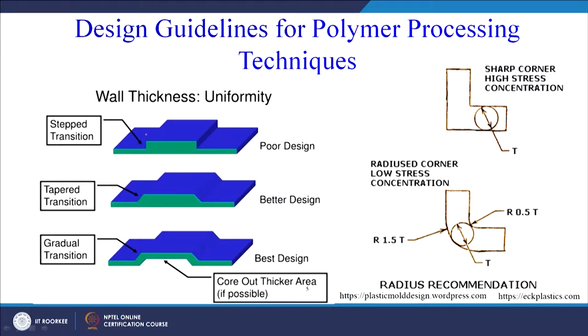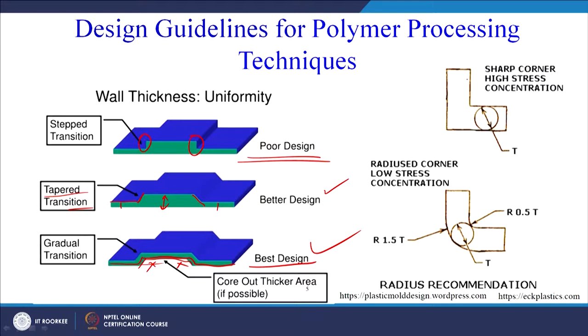Here we can see sharp corners are there, so it is a poor design. If we make these slanted corners or a tapered transition of these corners, it is a better design, but still here we see the cross section is different. So with a gradual transition, plus coring out this extra thickness from here, we maintain a uniform thickness across the length. So this is the best design.